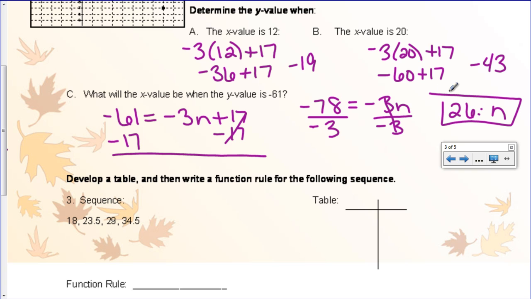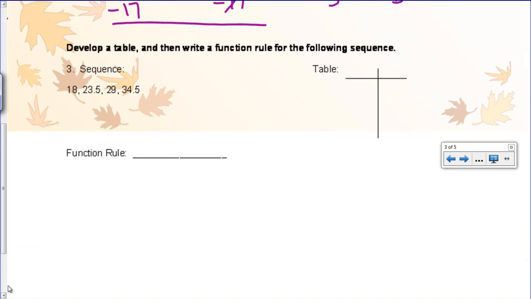So one more, we're going to go from the sequence to a table to the rule, and then we're going to use it. And then we're going to do a couple of pictures. So we're going to plug this in. The first number I have is 18. The second number in my sequence is 23.5. The third number in my sequence is 29. And the fourth number in my sequence is 34.5.